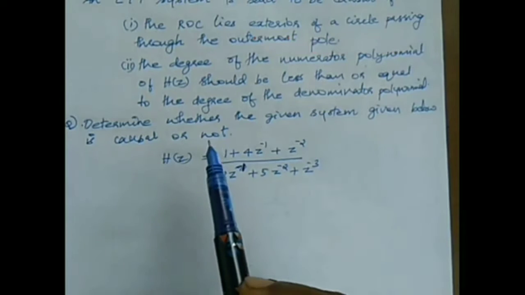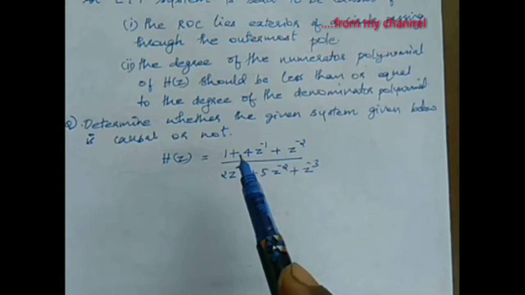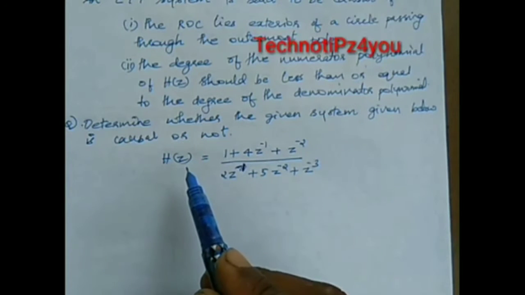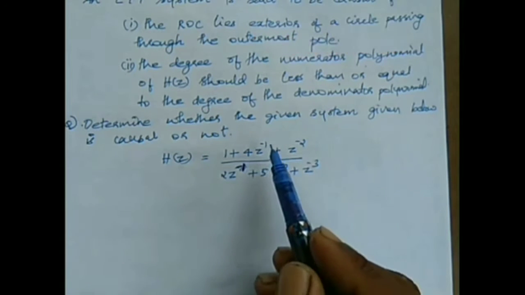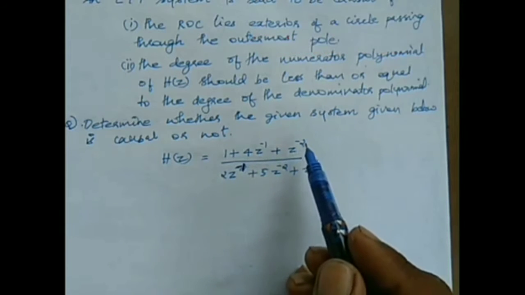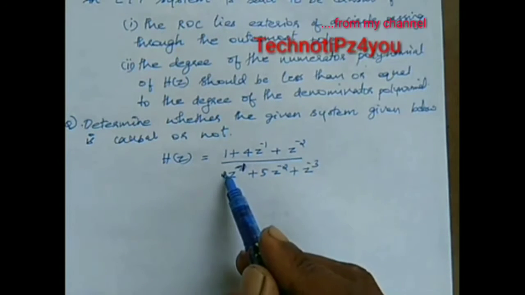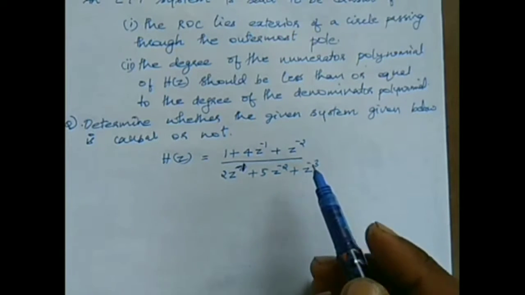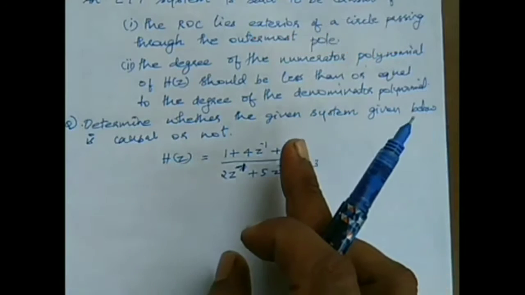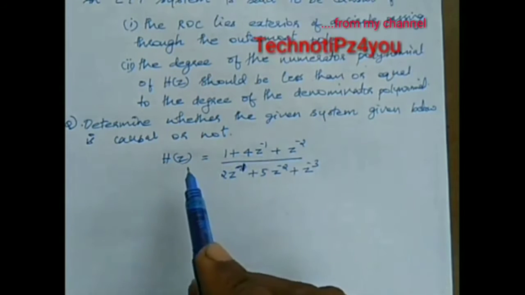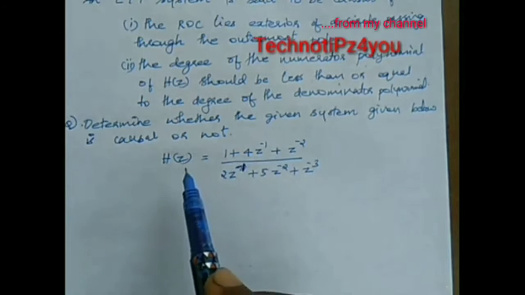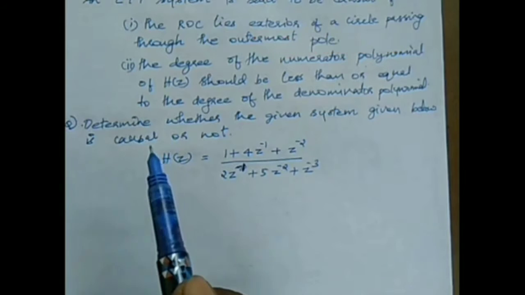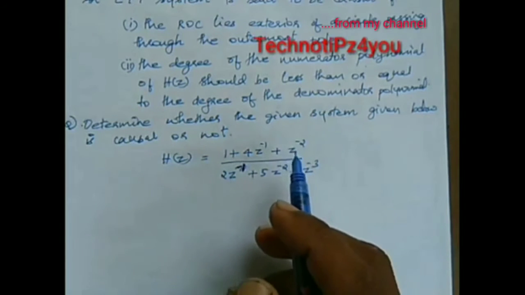Let us find whether the given system is causal or not. We have a system with the transfer function H(z) equal to 1 plus 4z^-1 plus z^-2, all divided by 2z^-1 plus 5z^-2 plus z^-3. This is an LTI system with the system function or transfer function H(z). We have to determine whether this is a causal system or not.